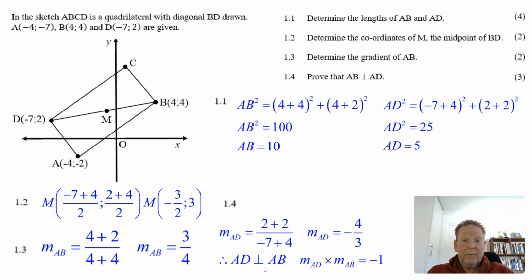Therefore, AD is perpendicular to AB because the product of their gradients is equal to negative 1. And there you go, all done.